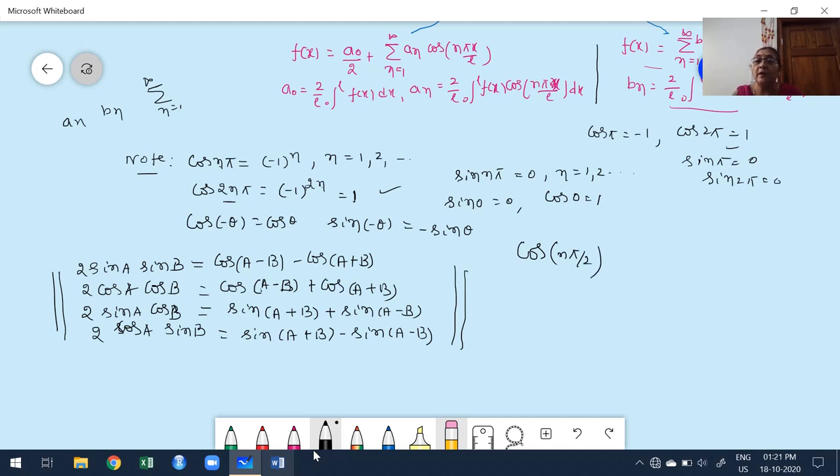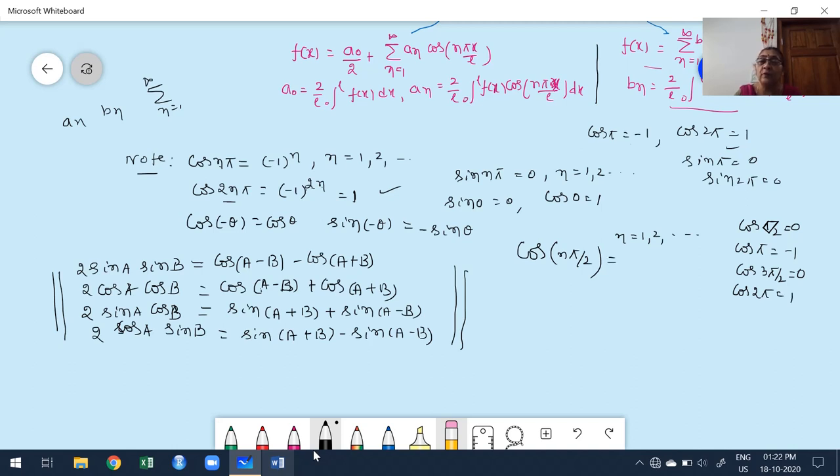See, n takes the values 1, 2, 3 and so on, because we are talking about summation from 1 to infinity. Observe carefully. Put n equal to 1: cos pi by 2 is 0. Put n equal to 2: the 2s cancel, cos pi is minus 1. Put n equal to 3: cos of 3 pi by 2 is 0. Put n equal to 4: 4 pi by 2 is 2 pi, and cos 2 pi is 1.